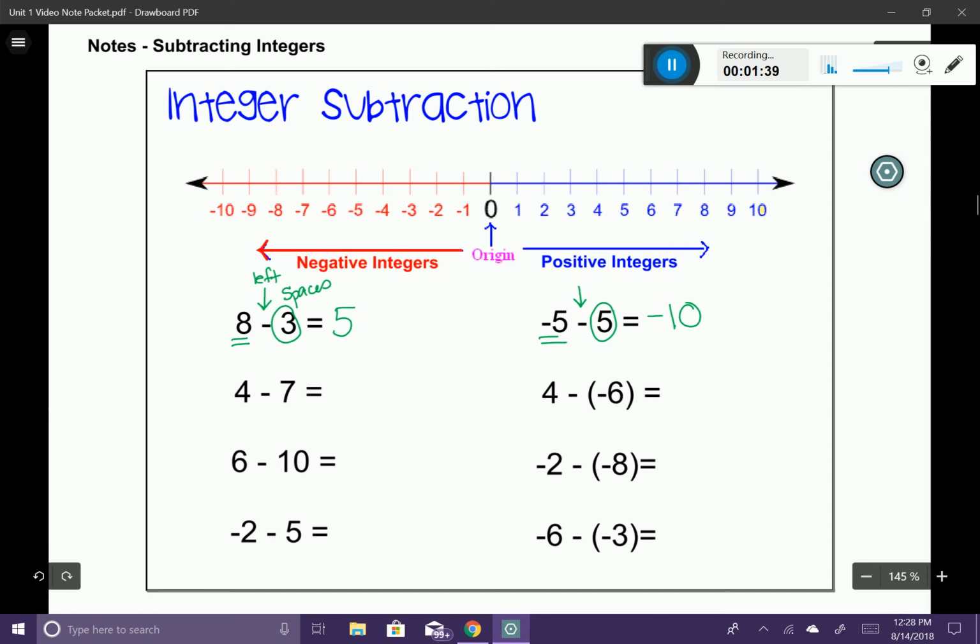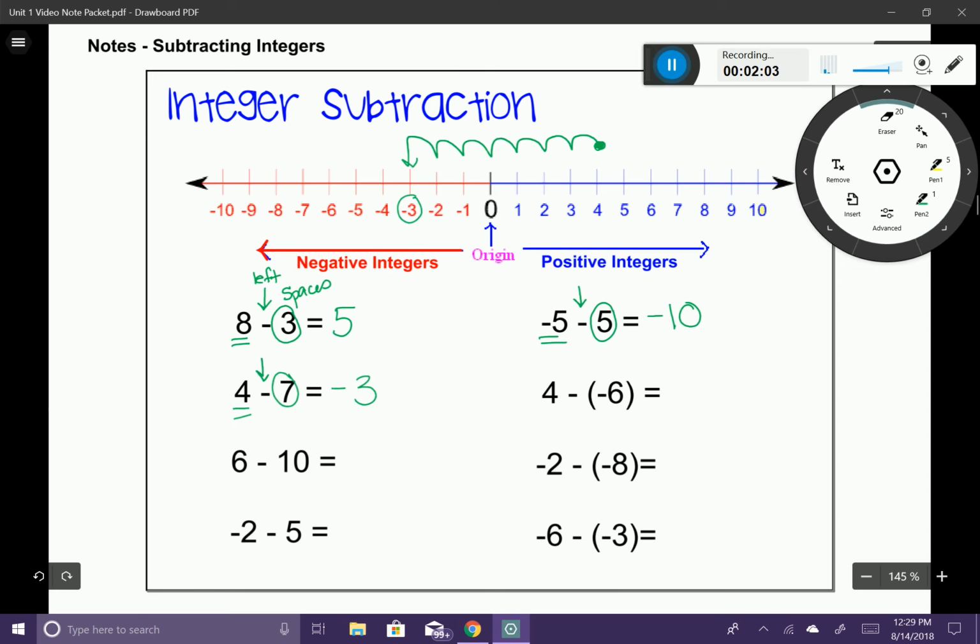Okay, the third one, 4 minus 7. All right, let's go ahead and indicate that first number up on our number line, which is positive 4. I'm going to be moving to the left direction 7 units. So I'm going to move down 1, 2, 3, 4, 5, 6, 7, bringing me down to my answer of negative 3.